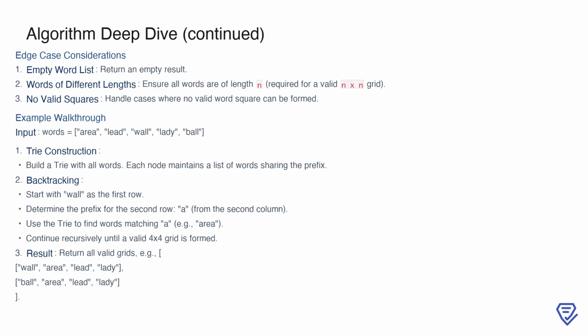First, we build a tree with these words, ensuring each node tracks words sharing common prefixes. During backtracking, we might start with wall as the first row, then determine the prefix for the second row, which is based on the second column. From the tree, we retrieve area as a matching word and continue recursively. This process repeats until a valid grid like wall, area, lead, lady is formed. All valid grids are then returned as the result.